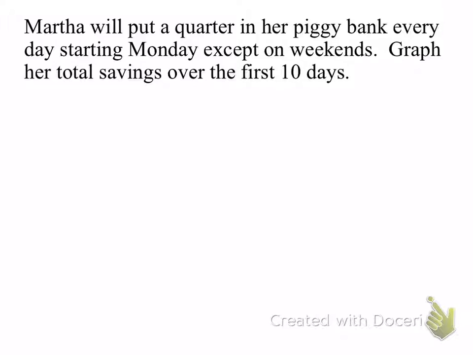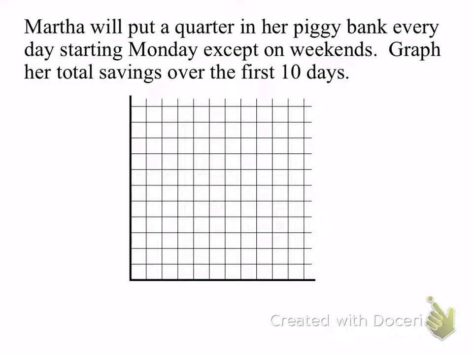All right, so the next one. Martha will put a quarter in her piggy bank every day starting Monday except weekends. Graph her total savings over the first 10 days. So the way I decide to name my X and Y axis, like what words to use, is this is a relationship. What are we graphing, first of all? What quantities are we graphing, Gregory? We're graphing the amount of coins saved over 10 days.